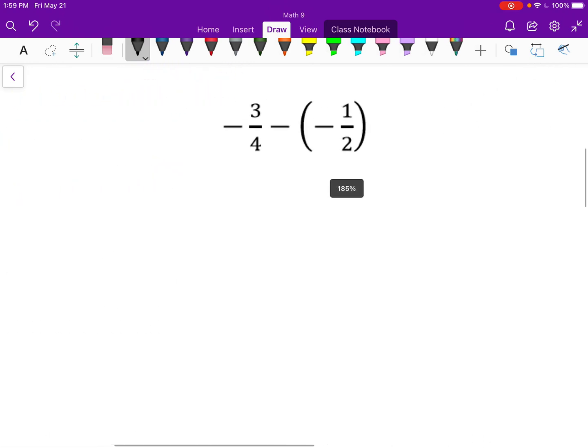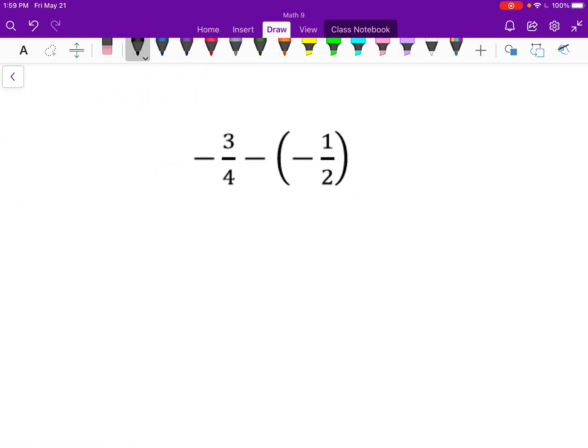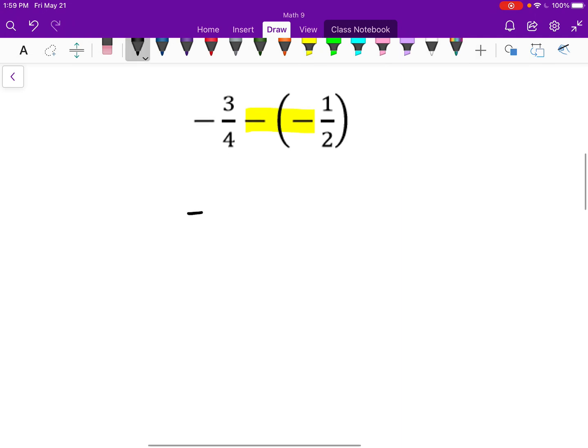All right, let's look over here. Again, I have negative 3/4 minus negative 1/2. And the first thing I would do is realize subtracting a negative is the same as adding. So I'd really think of this as negative 3/4 plus 1/2. All right, and now get my common denominator. The lowest common denominator of 4 and 2 is just 4. So change that to a 4 by doubling it, and double the numerator.